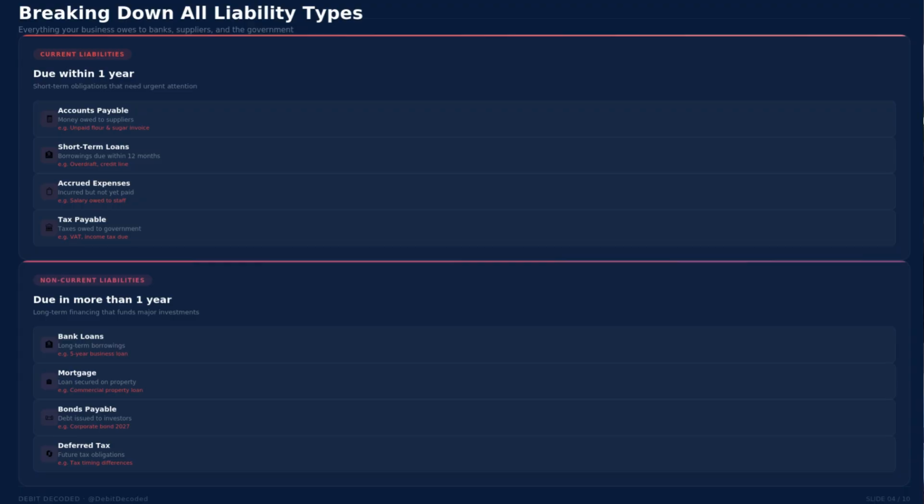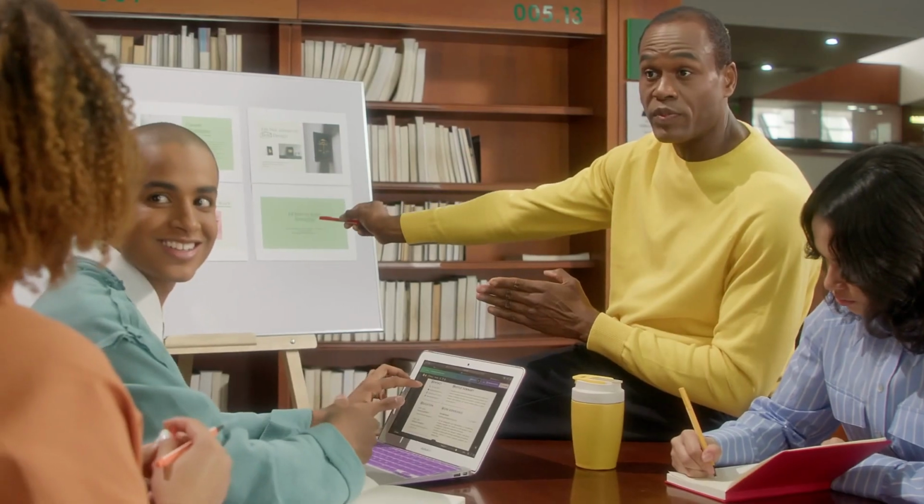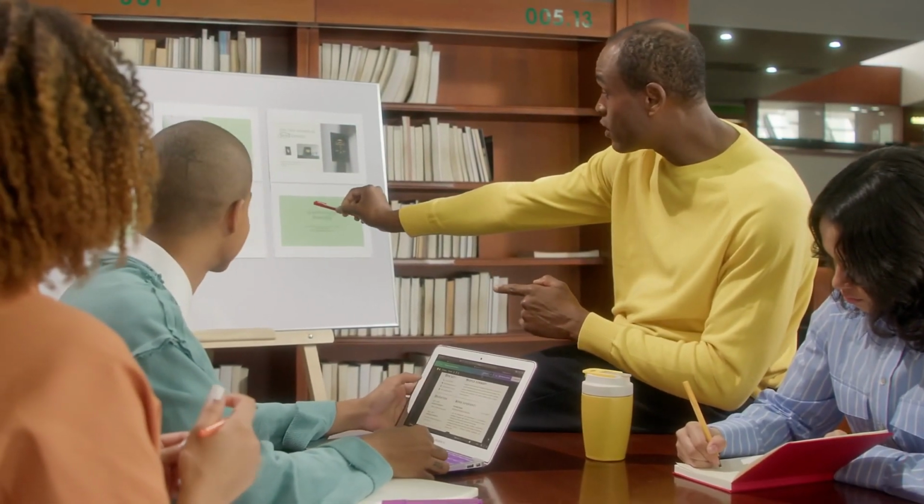Liabilities appear on the right side or the middle section of the balance sheet. They are also ordered by urgency. The ones due soonest come first.